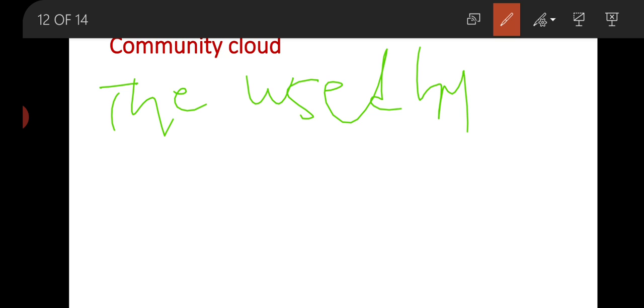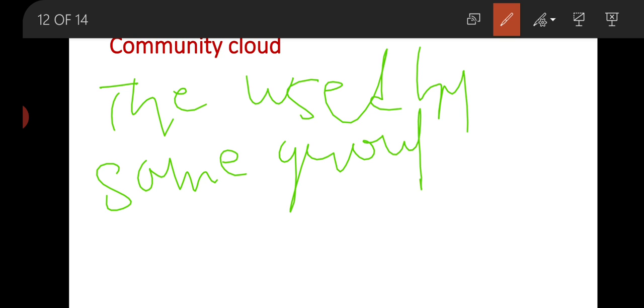Now next one is community cloud. Community cloud means the cloud used by the same group of organizations.